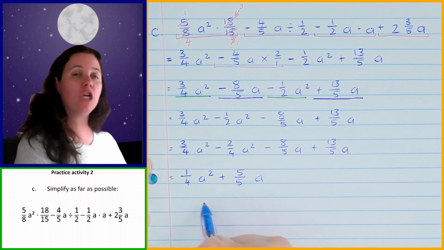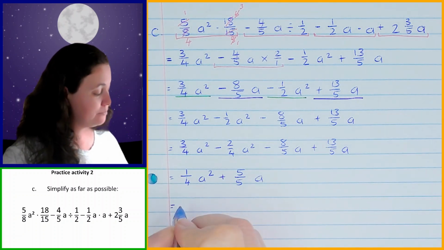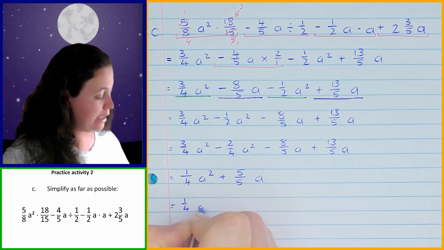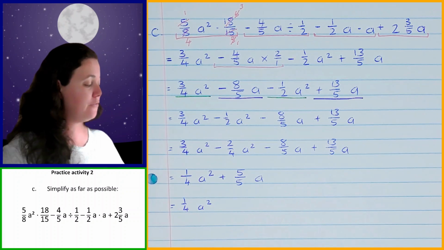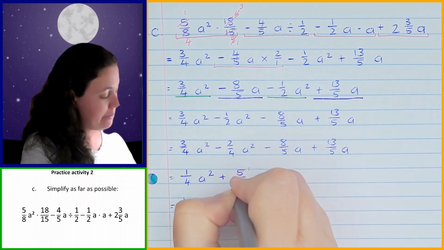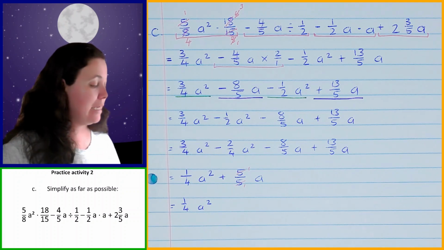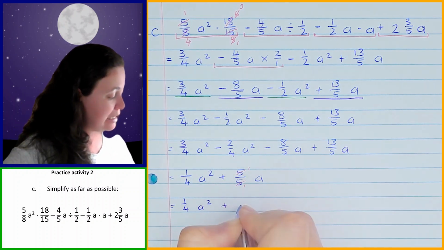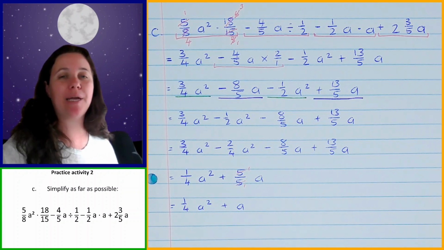But now I can't leave this as it is. The 1 over 4 is fine because that's already simplified. So it's 1 over 4a squared, but 5 over 5 I can simplify. 5 goes in there once, 5 goes in there once. I end up with 1 over 1, or just 1a, which I can just write as a. So that's what you should have got for question C, a quarter a squared plus a. And that is how we work with algebraic expressions.